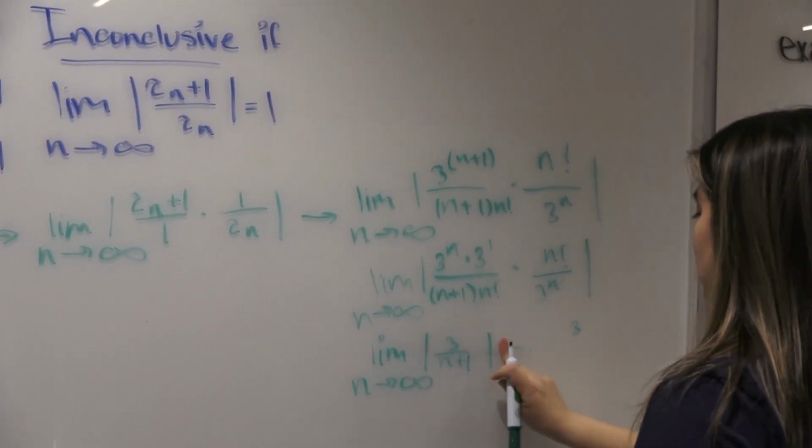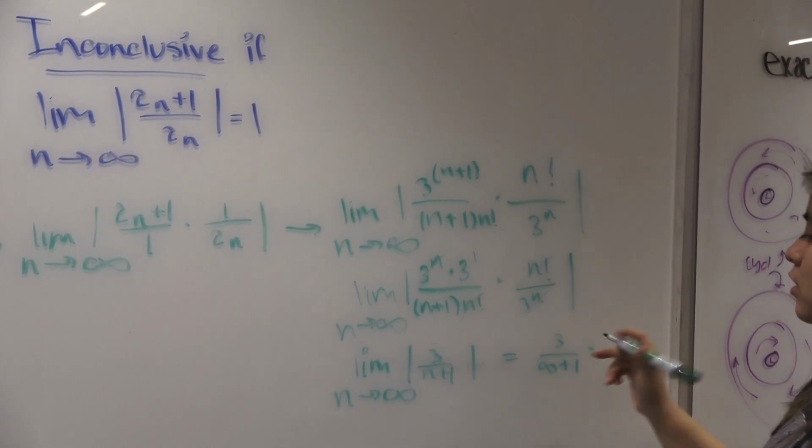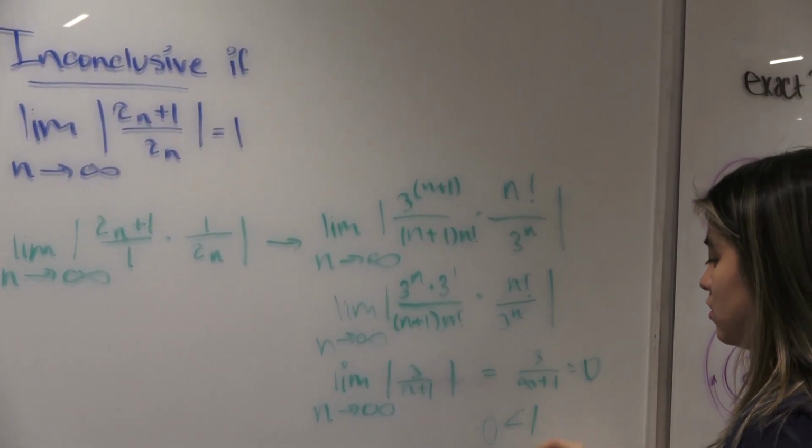So 3 over infinity plus 1, which is just going to go to 0. 0 is less than 1, so the series converges.